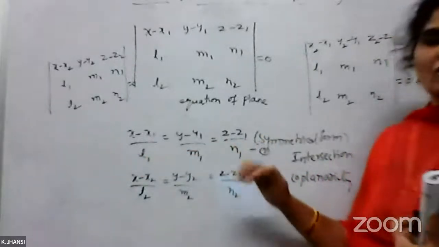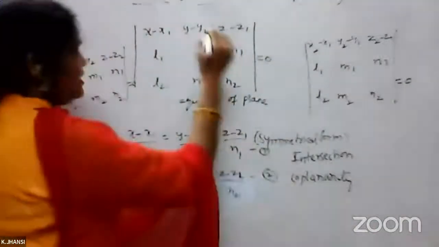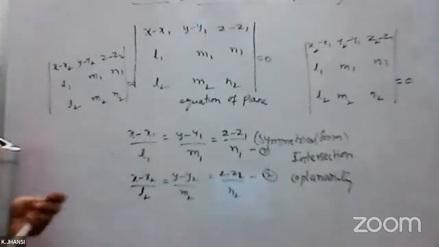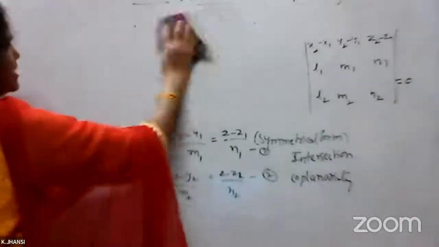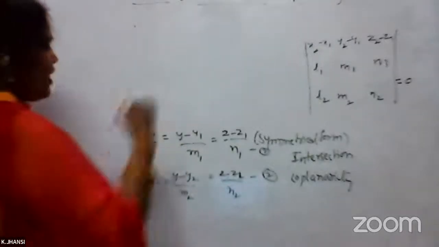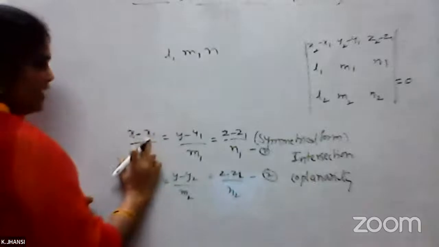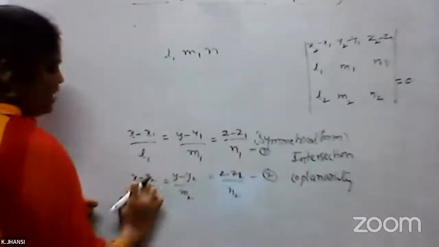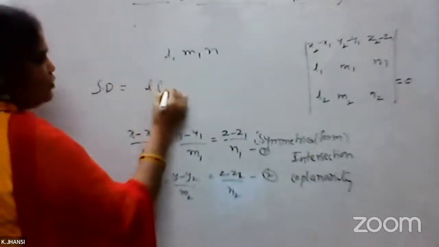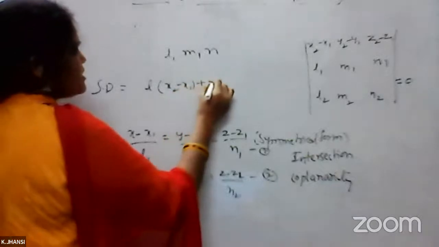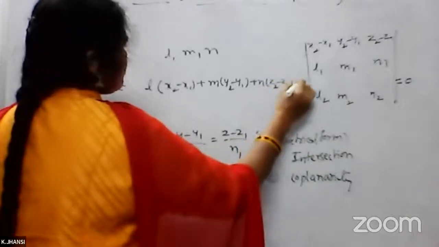With the help of the cross multiplication method, as we have seen in the first unit, L is equal to plus or minus A by under root of A square plus B square plus C square. With the help of that, we'll find the L, M, N values. After getting the L, M, N values, in the given problem x1, y1, z1, x2, y2, z2 will be there. So the shortest distance formula will be L into x2 minus x1 plus M into y2 minus y1 plus N into z2 minus z1 equals 0.